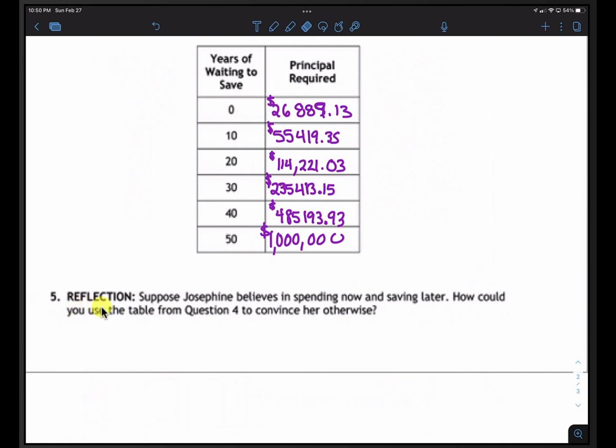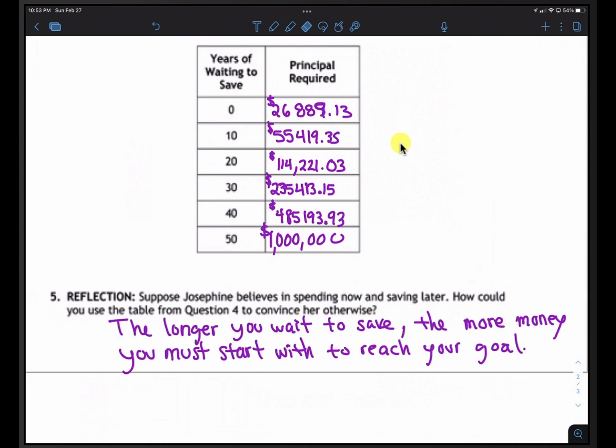And then question 5. Suppose Josephine believes in spending now and saving later. How could you use the table from question 4 to convince her otherwise? Well, that seems obvious from the table that the longer you wait to save, the more money that you must start with in order to reach your goal. If she starts now, she would only have to put in $26,000 plus. But if she waits 50 years, she would have to come up with the full $1 million.